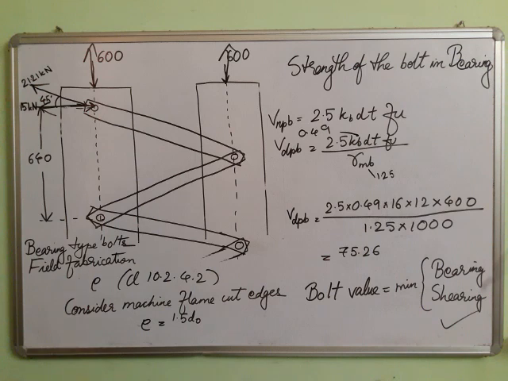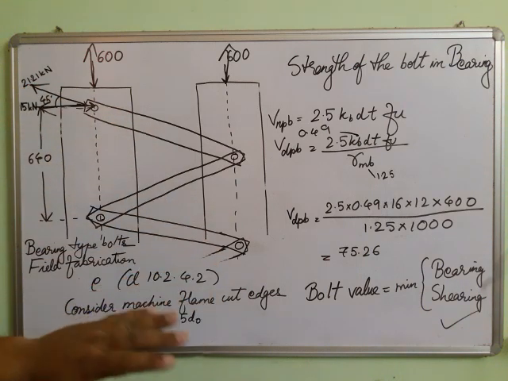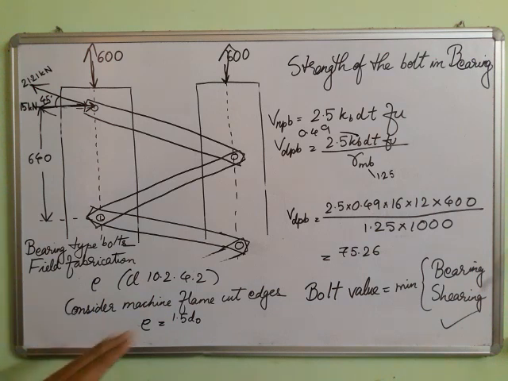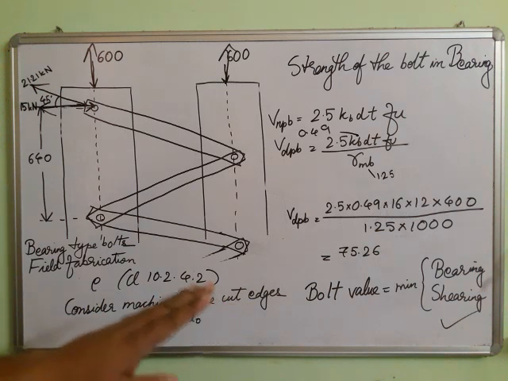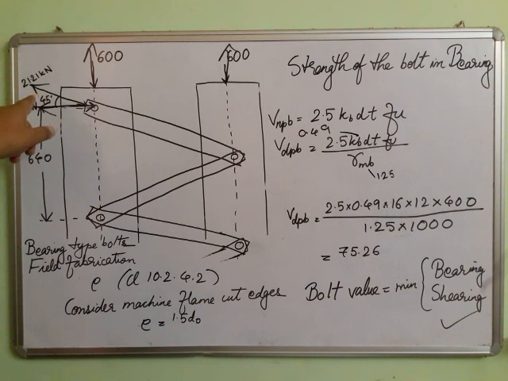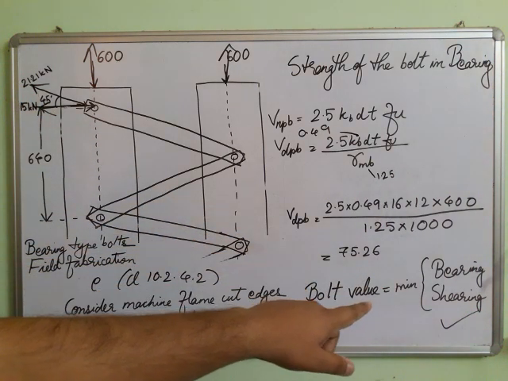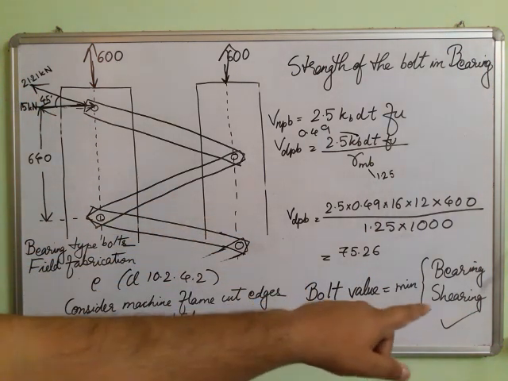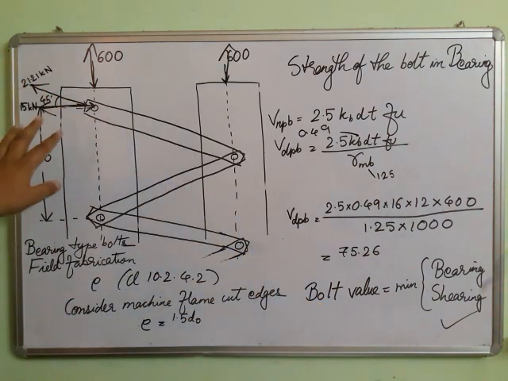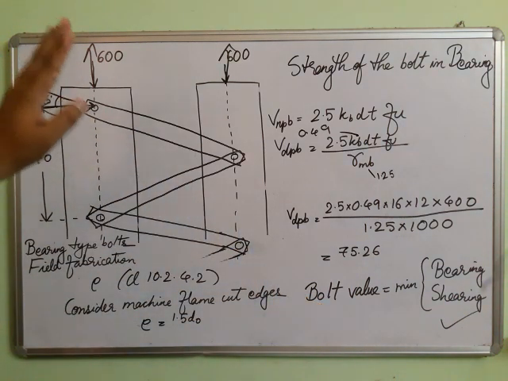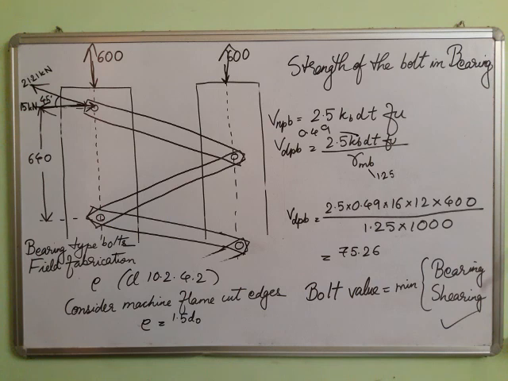And that value is obviously higher than the applied load of 21.21. That means the bolt can easily take 21.21 because its minimum strength is more than 21.21. Okay, the minimum strength is the bolt value in shearing. This shearing value is higher than 21.21. This bolt is safe. One bolt is enough. Okay, so that is the end of the bolted compression members.